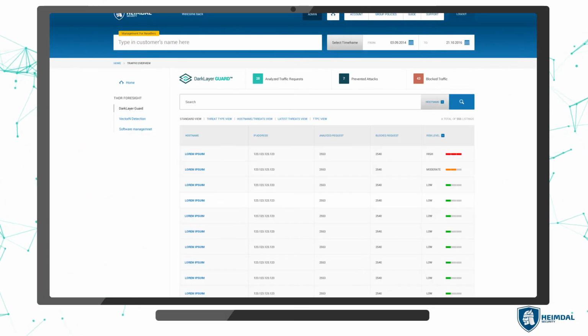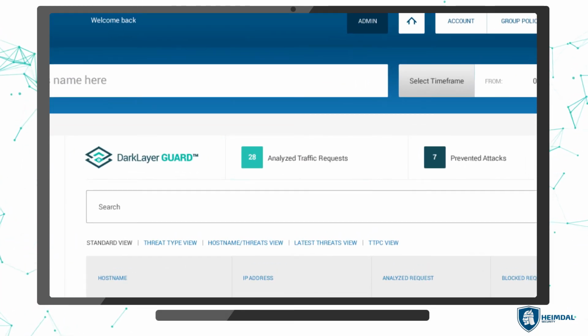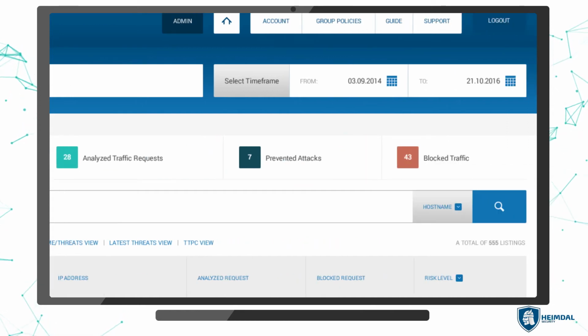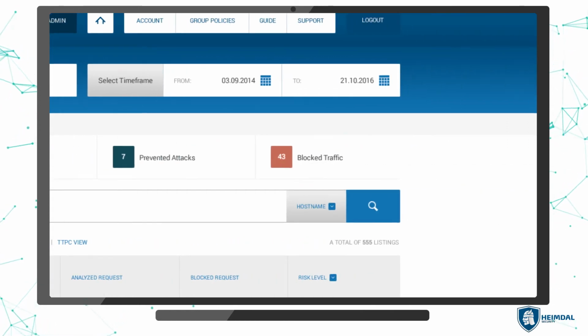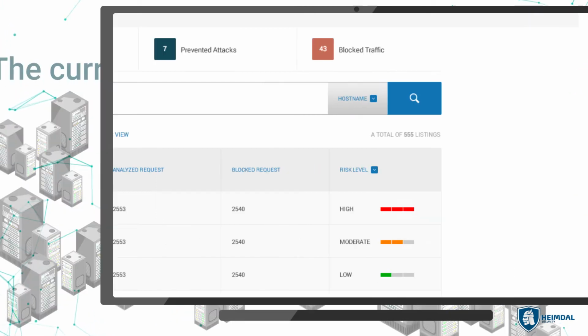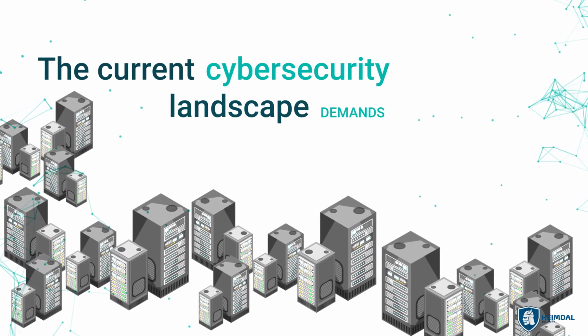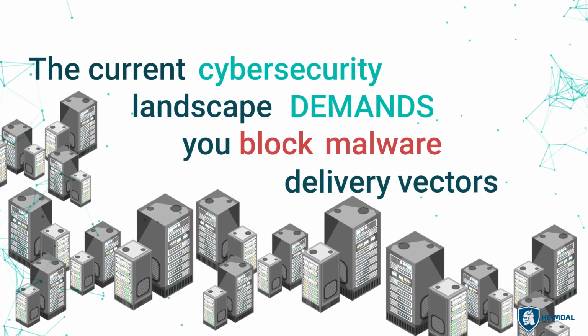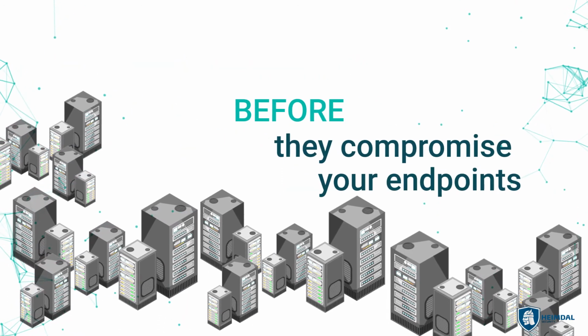Keep your endpoints safe with multiple security layers. See how DarkLayer GUARD blocks malware distribution and data exfiltration to cyber criminals' infrastructure. The current cybersecurity landscape demands you block malware delivery vectors before they compromise your endpoints.